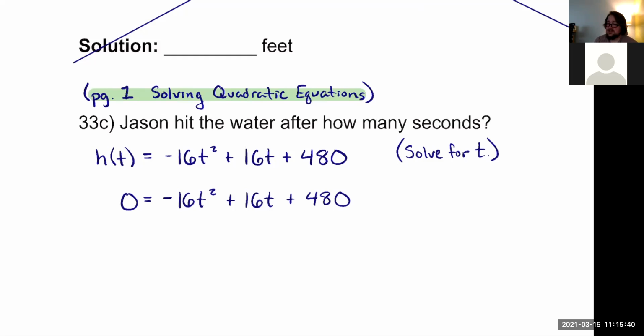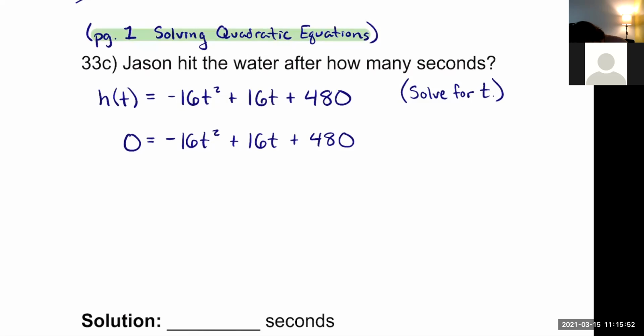So I'm thinking asterisk method, but even before the asterisk method, what should you always check for first? Greatest common factor. And I do believe that there is one that we can factor out here. And Leanna's telling me that there's a 16 that we can take out. So let's do that. Let's factor out a 16 from each of these. So we're going to get 0 equals 16 is going to come out, the greatest common factor, before I divide.